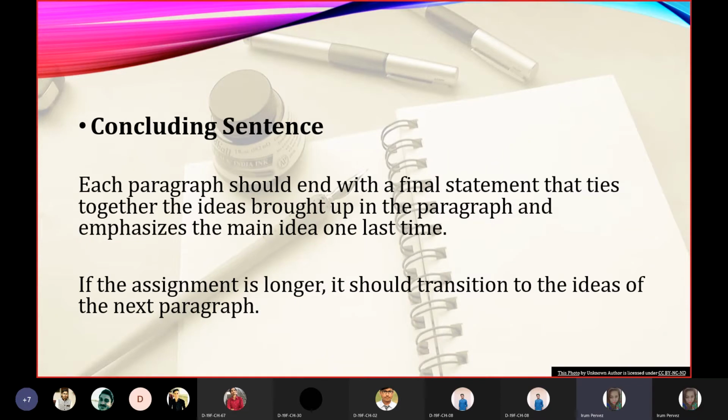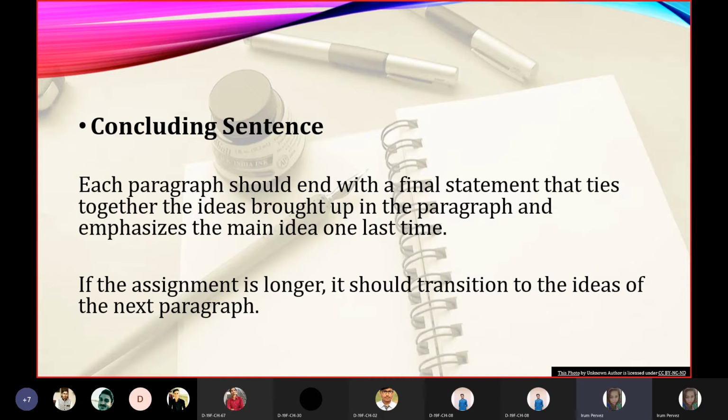Okay, so this says that the concluding sentence is something that sums up or ties up all the ideas present in the paragraph, right? And it emphasizes the main idea one more time. See, we are saying there are a number of benefits. So in the last we say it is a blessing, right? So we are again summing up the idea one last time.